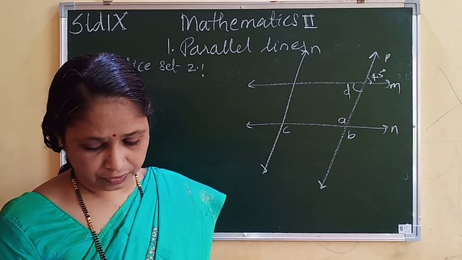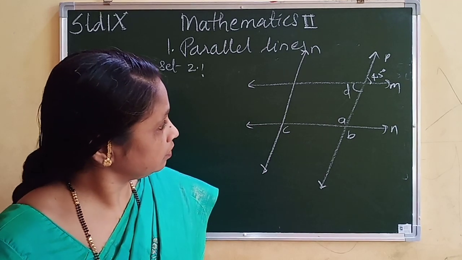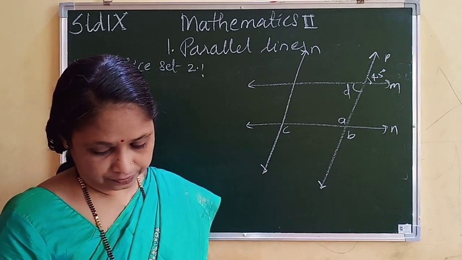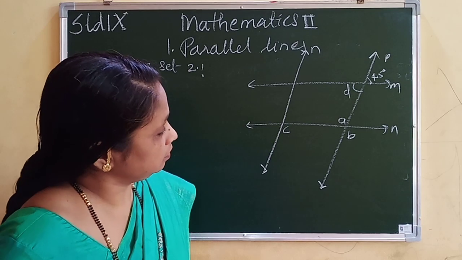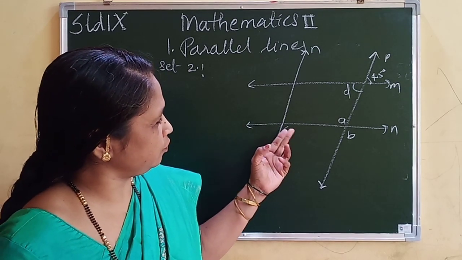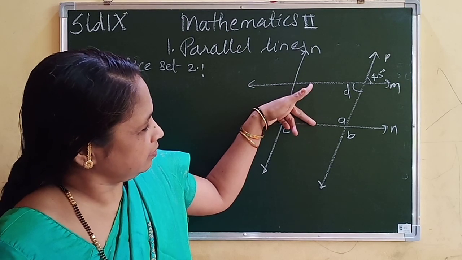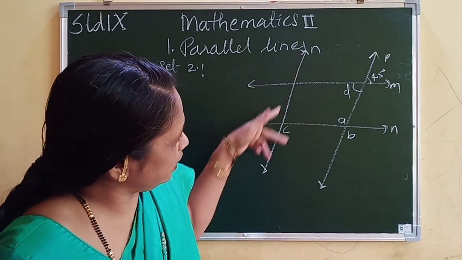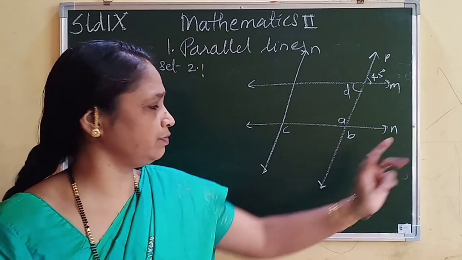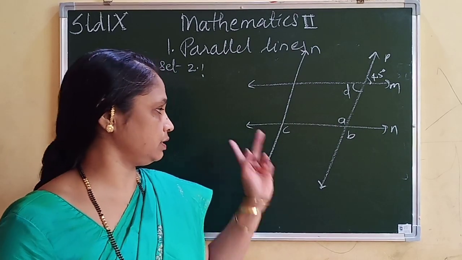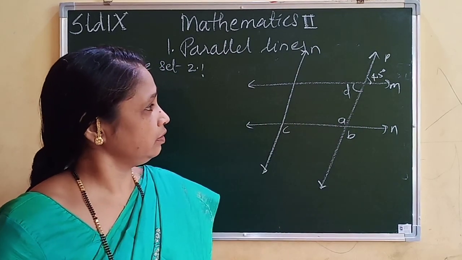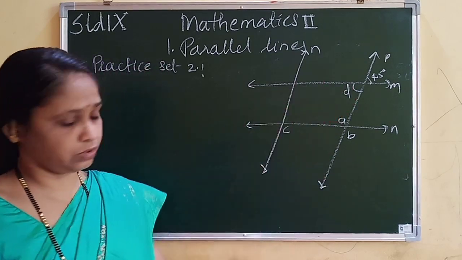Now first we will find out C, we have to find C. So we will consider these two lines as parallel lines, and this we will consider as a transversal for them. Okay. Now let's see how to find this.